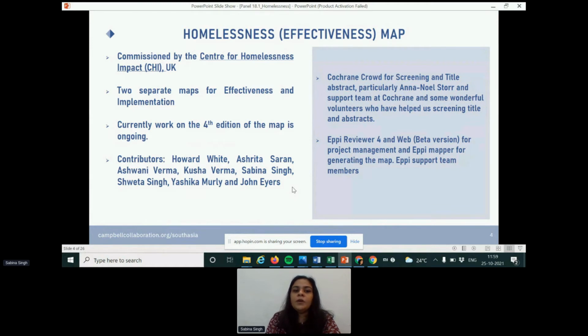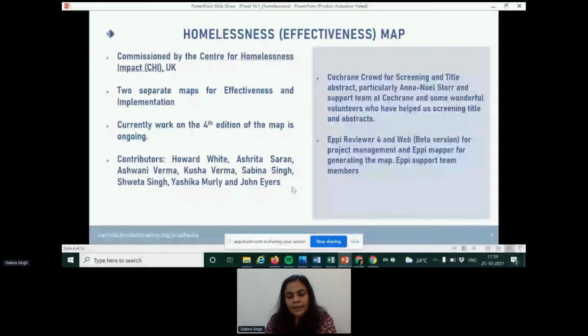So we are currently working on the fourth edition of the map. We've been working on this map since 2018, so the work on it is ongoing. Many people have been actively involved in this map, including the chair, Howard White, our director, Ashrita Saran, my colleagues Ashwani Verma, Shweta Singh, Yashika Murli, and John Eyers, who has played an important role as an information specialist.